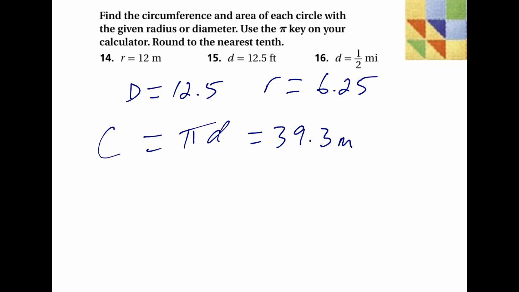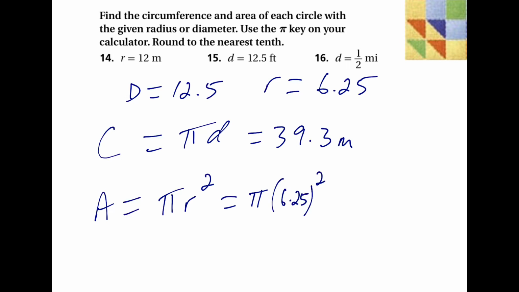meters. For area, I'm going to take pi r squared, which means pi times 6.25 squared, and this gives me 122.7. And since this is area, it's feet squared. I guess this was feet, not meters.